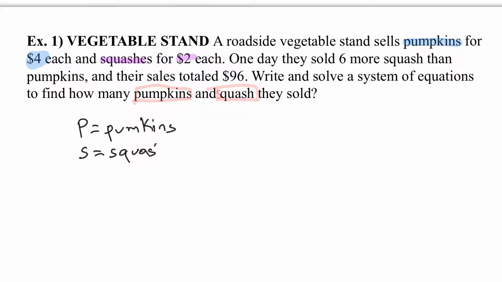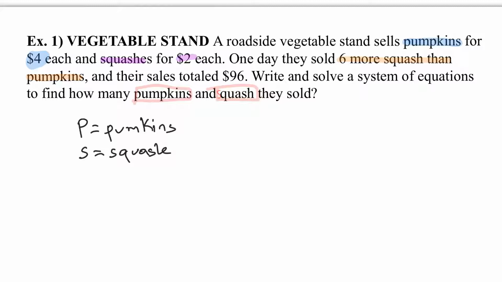Now, something that they do mention is one day they sold 6 more squashes than pumpkins. So we have to understand what that means. So let me just highlight what this is. 6 more, let me get the highlighter. 6 more squashes than pumpkins. So that means that if one day they sold 10 pumpkins, well, 6 more is 16. So they sold 16 squashes. So how do we get the number of squashes?